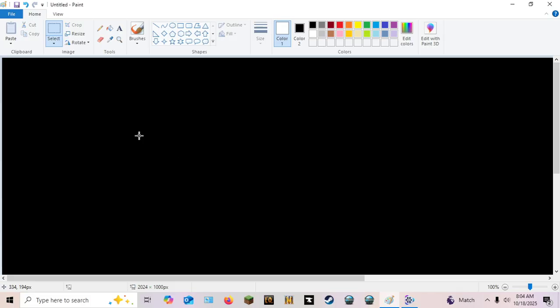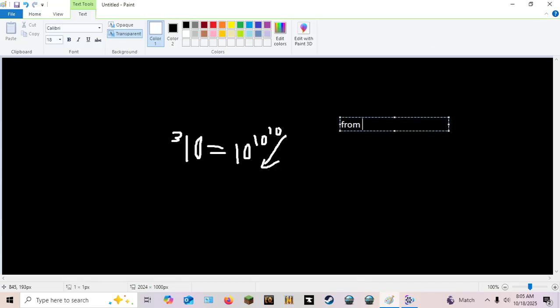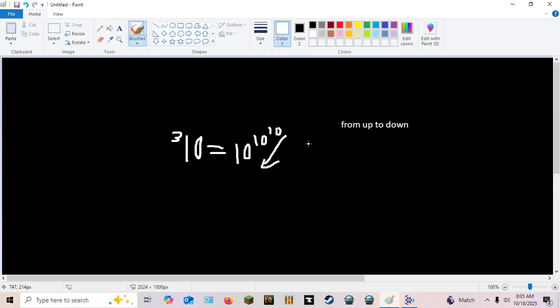But what if it's 10 tetrated to 3? What is it actually equal to? This actually equals 10 raised to the 10 raised to the 10. So we're going to evaluate this way, from up to down, which equals 10 raised to the 10 billionth power.